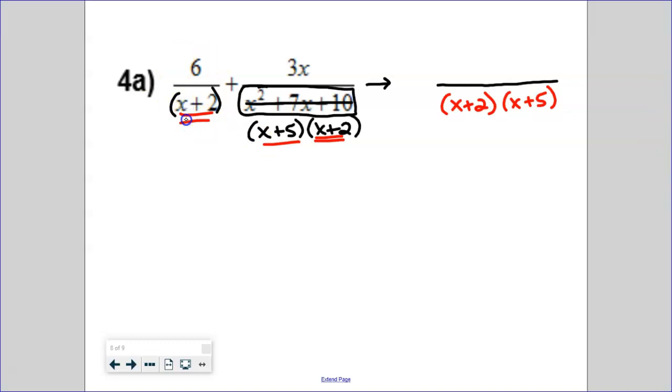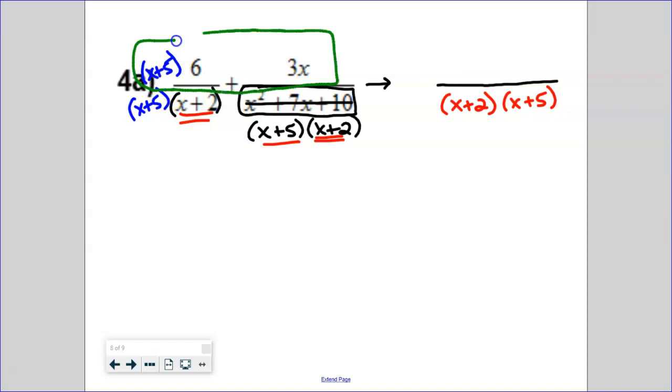This fraction over here has the x plus 2 in its denominator. He is missing the x plus 5. So we're going to multiply, technically, both the numerator and the denominator by an x plus 5. But good news, guys, this fraction is not missing anything. It has the common denominator.